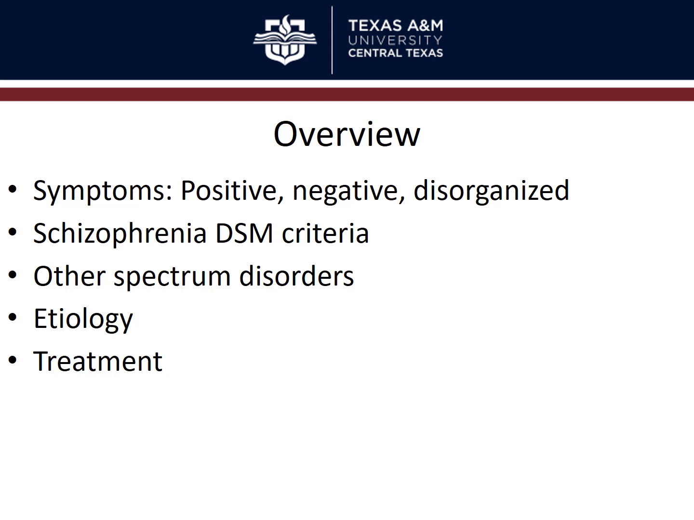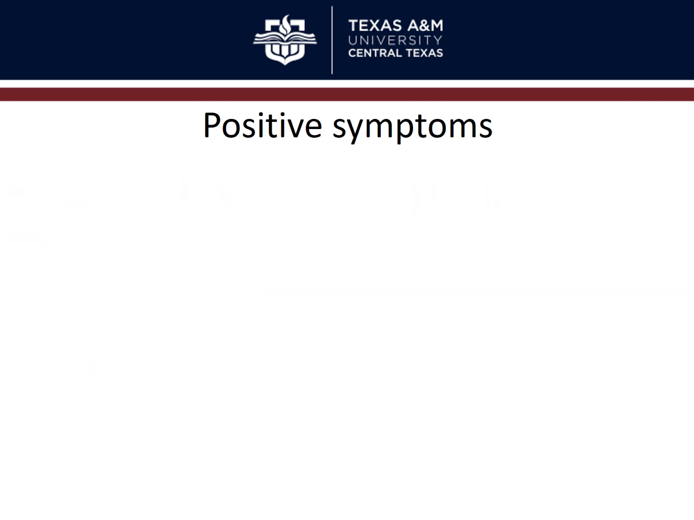Overview, we'll talk about some of the symptoms involved in these disorders. Generally can be categorized as positive, negative, or disorganized. We'll talk about the DSM criteria for schizophrenia itself, and then a little bit about the other schizophrenic spectrum disorders, and then overall etiology, kind of causes, and treatment.